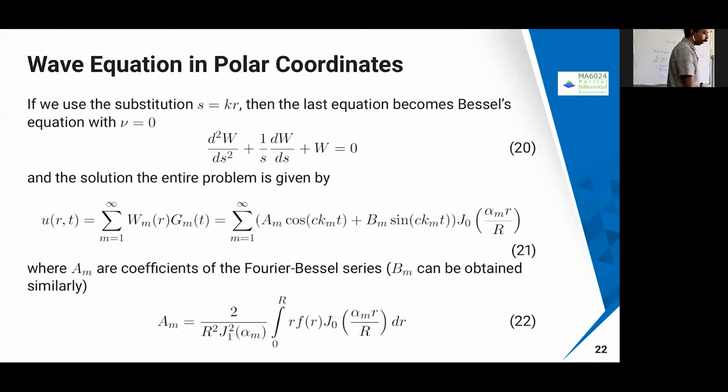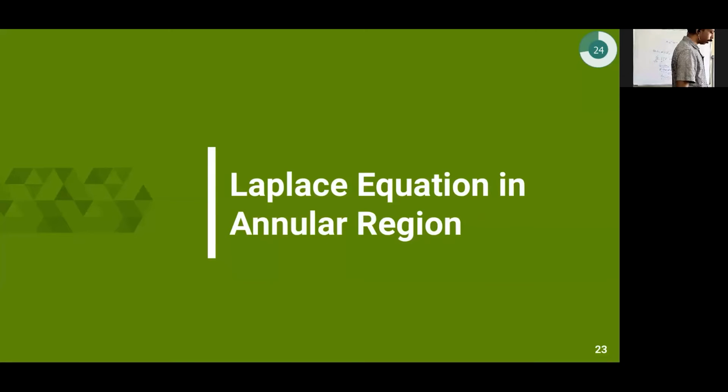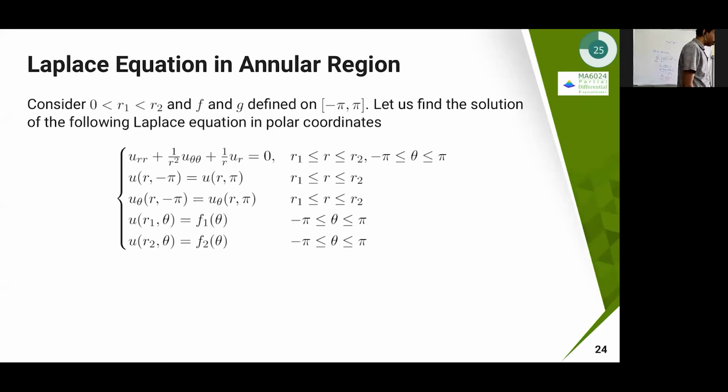And then once again, to compute the coefficients a_m and b_m, you apply u(r,0) = f(r). Then you can compute a_m by integrating, once again using the Fourier expansions. The same logic applies, and you can determine a_m. Similarly, b_m can be determined. So this is the wave equation in polar coordinates.